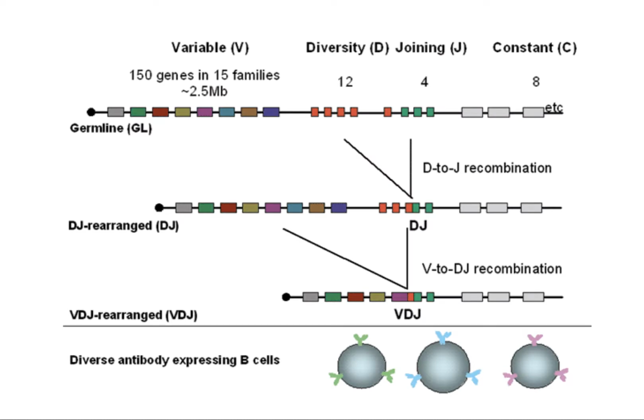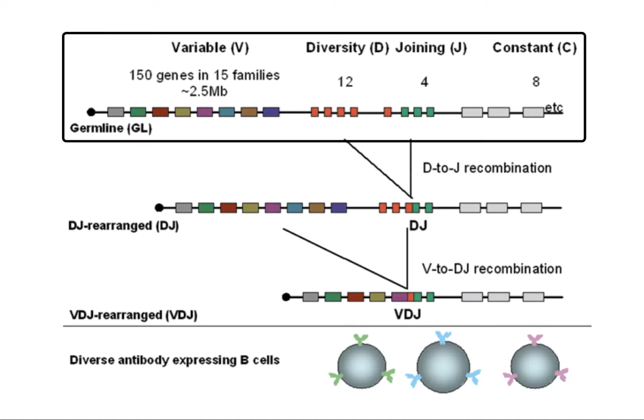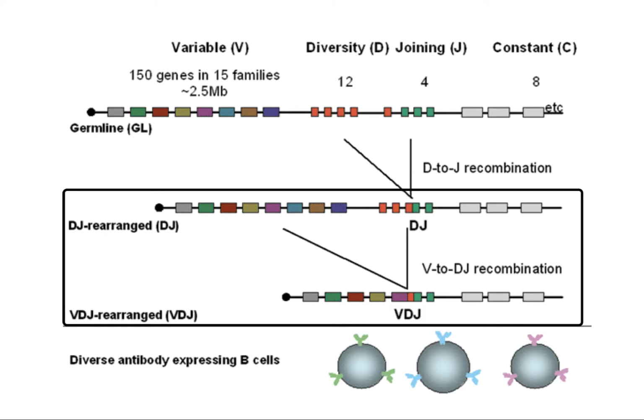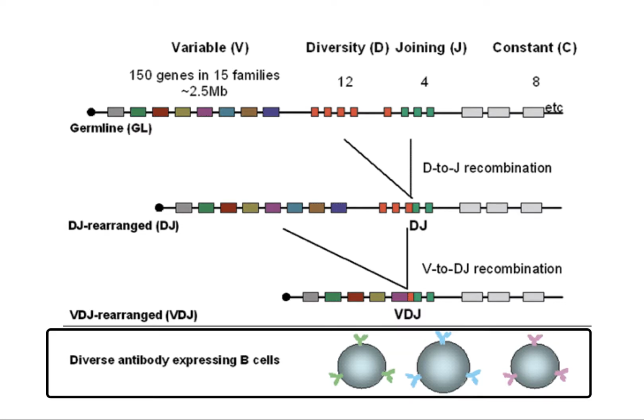So here's another view of the same process. There are 150 genes in 15 families in the V region, so a lot in the germline. And then 12 D, 4 J and 8 constant regions. And by the time you get recombination, you reduce the number of some of the D and J, and then final recombination reduces it to only a few versions of the V region, so that each of the B cells produces only one type of antibody for each cell. And that's all that they can produce and present at their cell surface.